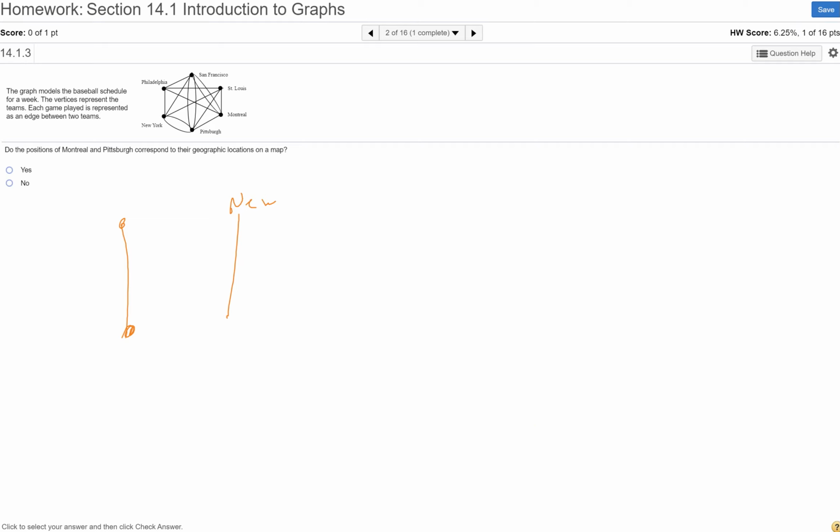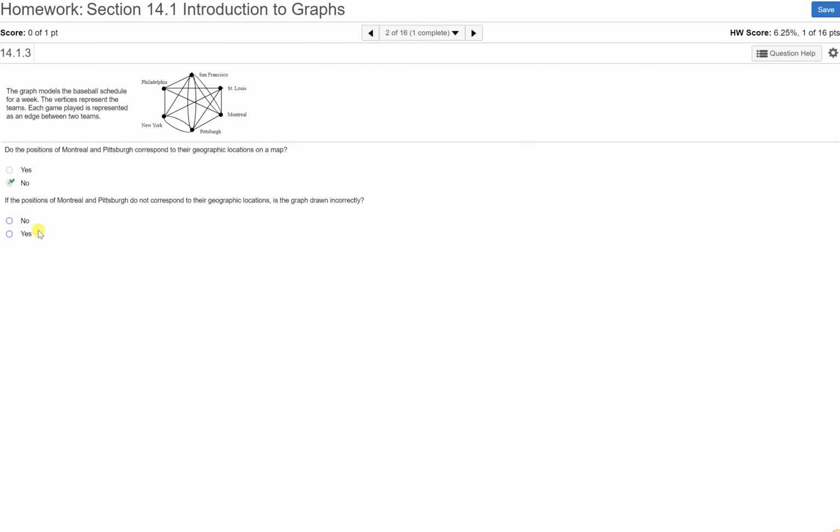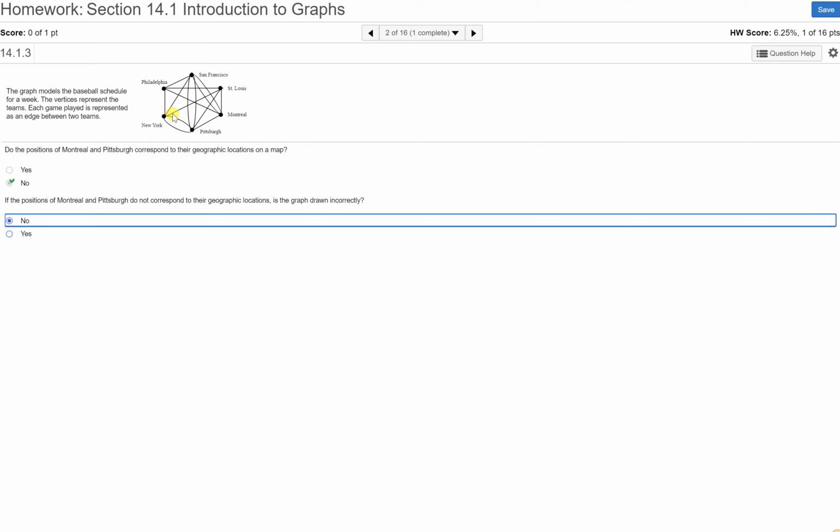But what is important, it's actually a baseball schedule. So what it's representing is a baseball schedule. So is the New York team going to play the Philadelphia team? Yes. That's what it means. It's not describing the relative locations between New York and Philadelphia. So this is not geographic. Okay? If the positions of Montreal and Pittsburgh do not correspond to their geographic locations, is the graph drawn incorrectly? No. Because this is not trying to represent the map. This is only representing the teams that are playing each other, right?